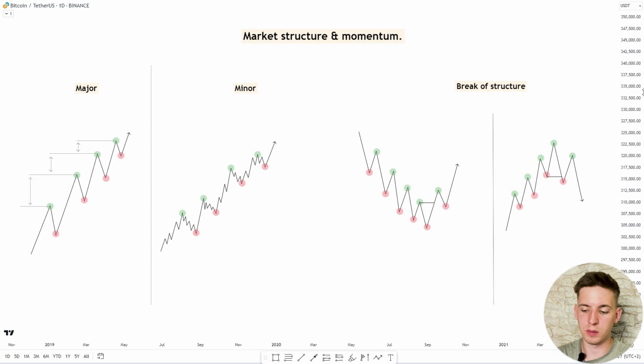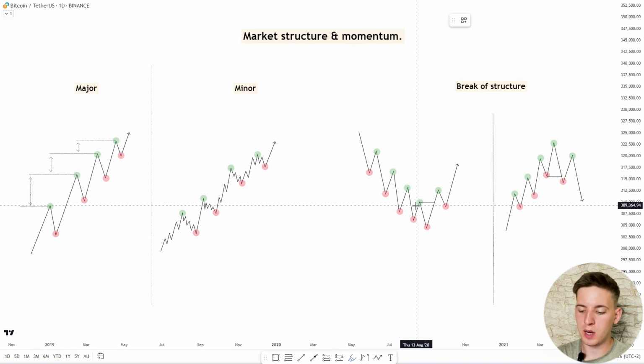So, the structure can be upward, as you can see on the left side of the screen, and downward, as you can see here. A structure is referred to as upward whenever each subsequent peak in the price movement is higher than the previous one, and when each subsequent low is higher than the previous low. In the case of a downward structure, it is exactly the same, but in reverse.